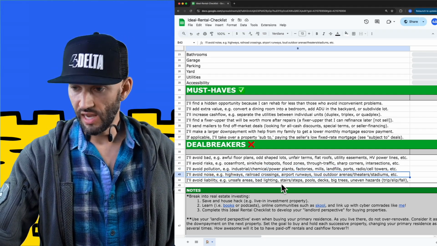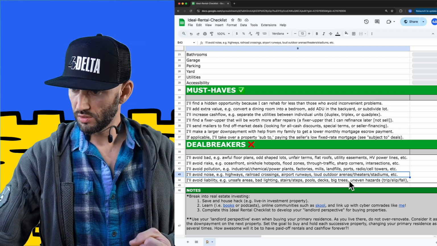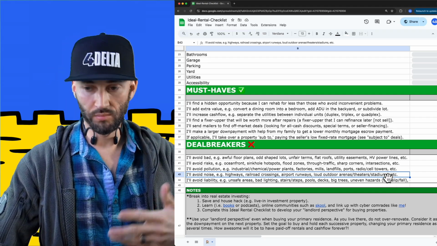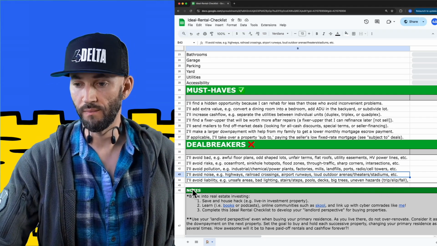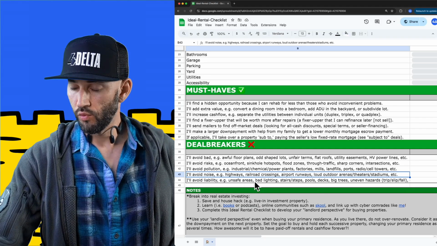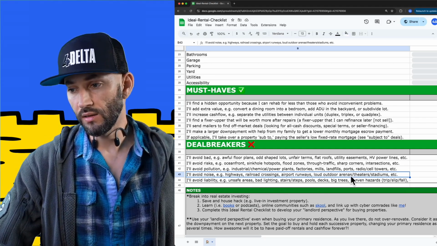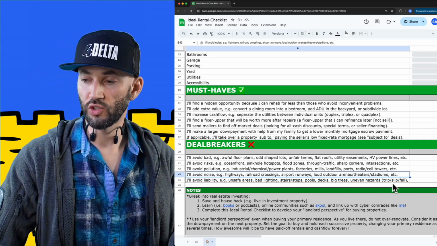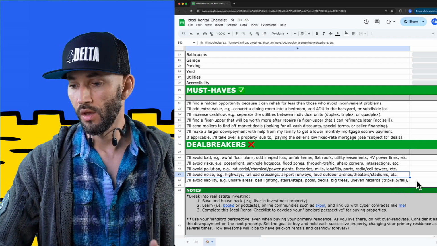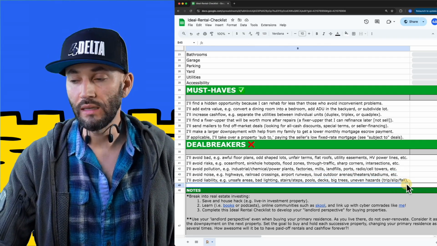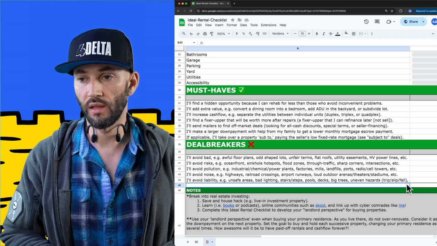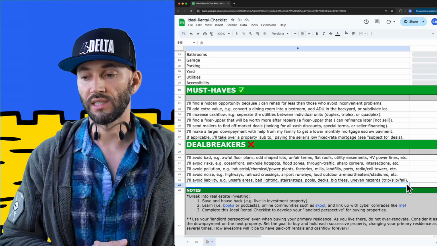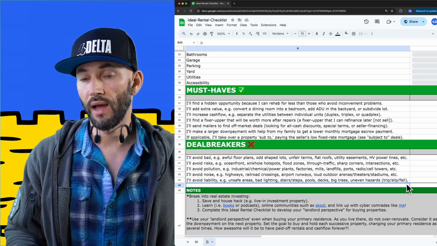I'll avoid noise: highways, railroads. I already said that. Airports, runways, loud outdoor arenas, theaters, stadiums. More food for thought, things to consider. I'll avoid liability, for example unsafe areas, bad lighting, stairs, steps, pools, decks, big trees, uneven hazards. I was trying to get you to think of trip, slip, fall. Depending on your market, this might be something that everybody deals with, which you can't avoid. But for me, if you can avoid it, why not?